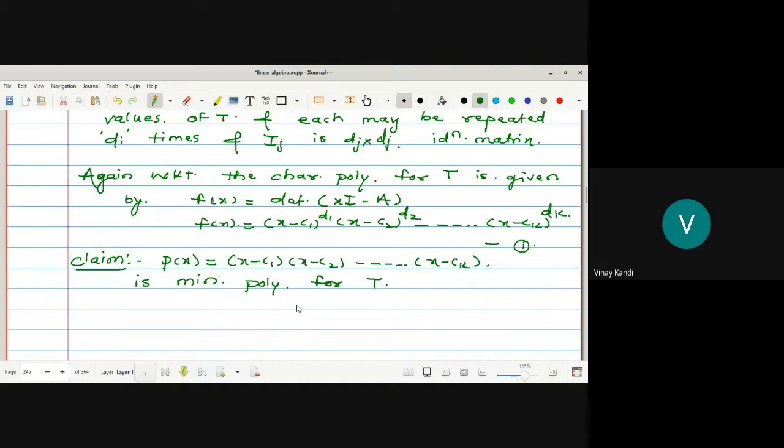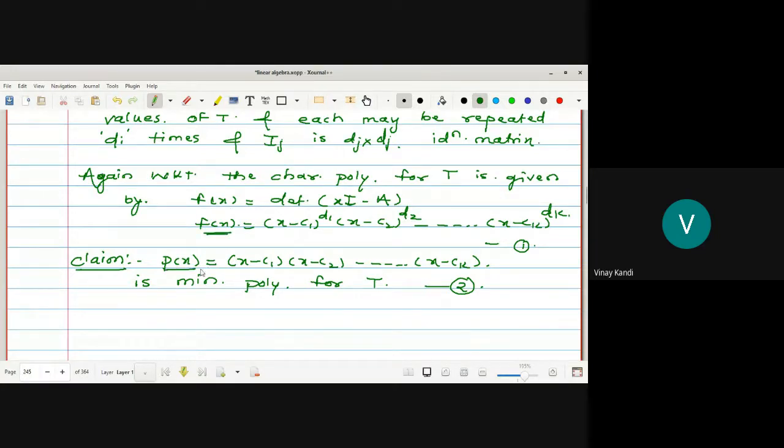So give here equation number 2. From 2 we can see that p of x is the minimal polynomial. How? Because the degree of p of x is the least degree. What can we say from that p of x? p of x is the polynomial of the least degree which can annihilate T. Why? Because every root of f of x is a root of p of x.